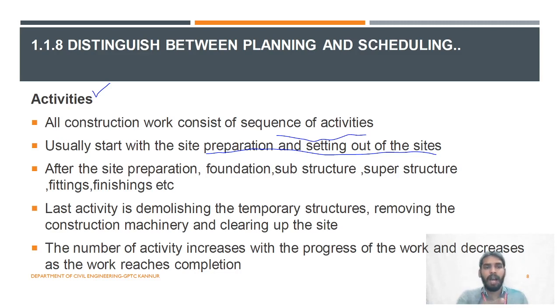After site preparation comes the foundation, then the substructure, then the superstructure, then fittings, doors, finishings, floorings, paintings, everything is an activity. There are thousands and thousands of activities in a project. There may be a false ceiling to be put up. There we should do the boring. That is another activity. You have to do the plastering. That is another activity. These are different types of work activities, right?